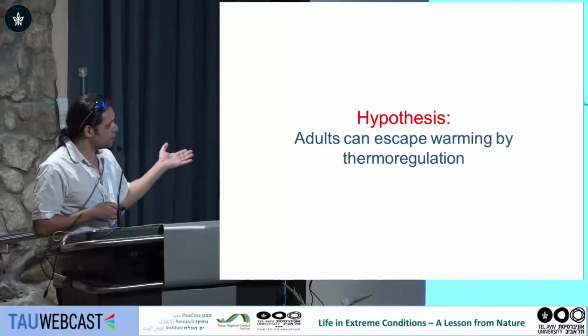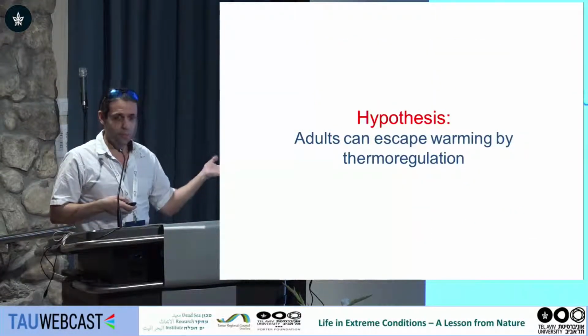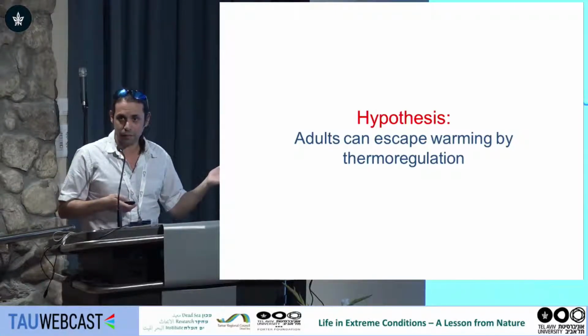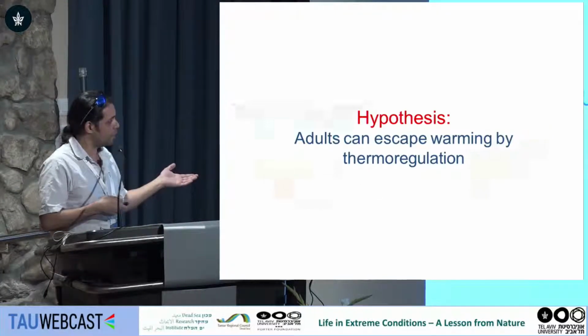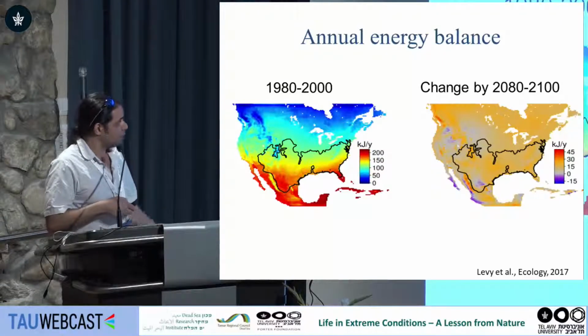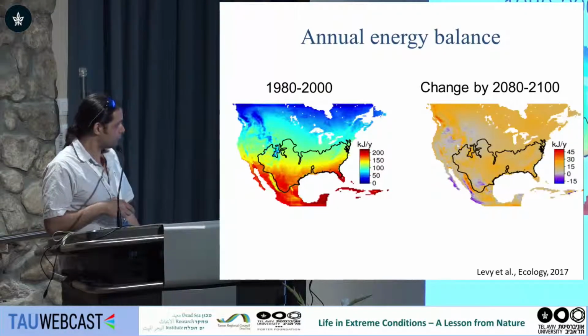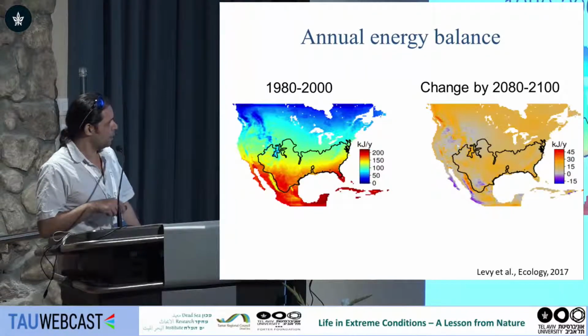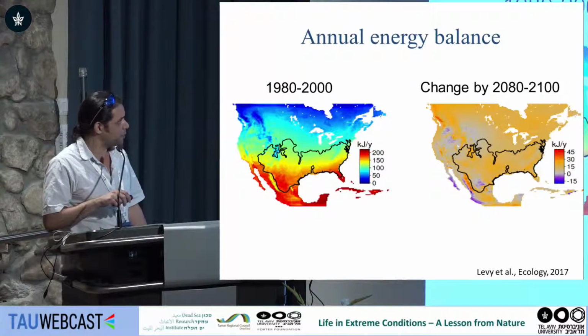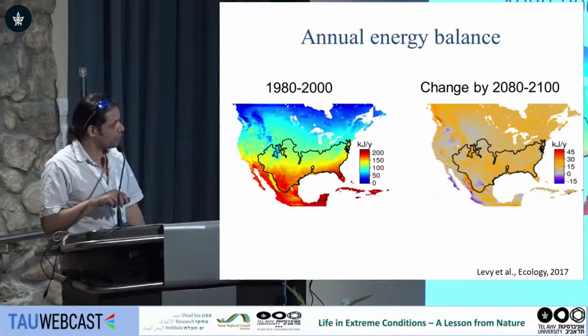So the hypothesis was that the adults can actually escape the warming because they can thermoregulate. So let's see what's going to happen in the future. Because they can thermoregulate, it means that they can actually escape the heat, and you can see that the change by 2080, the change in the future, they actually can get more energy from the environment.